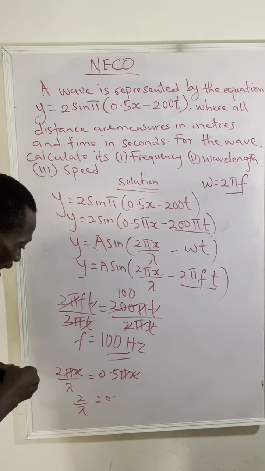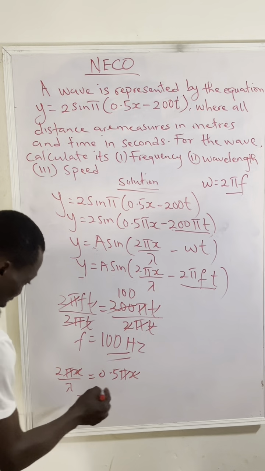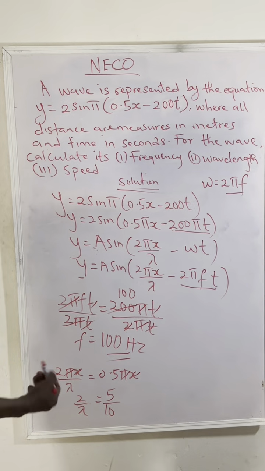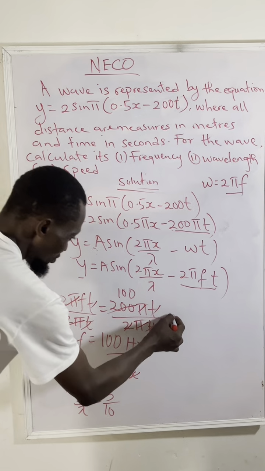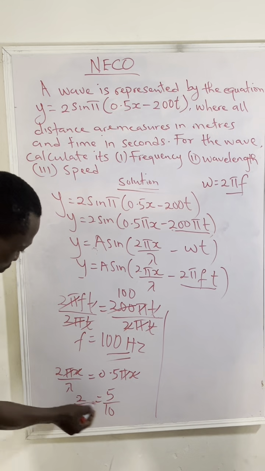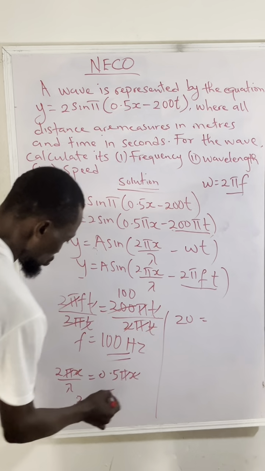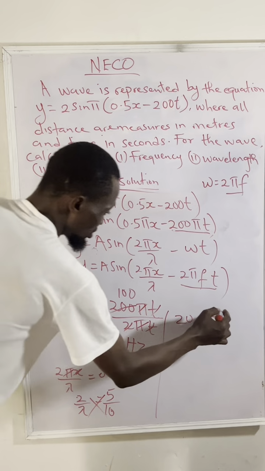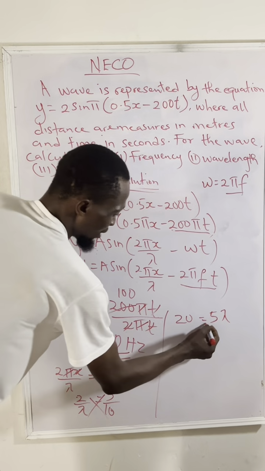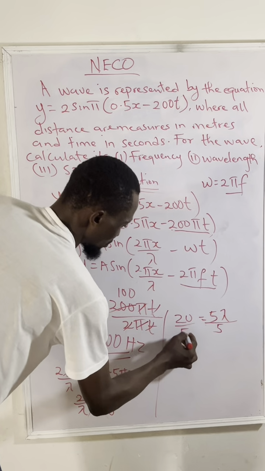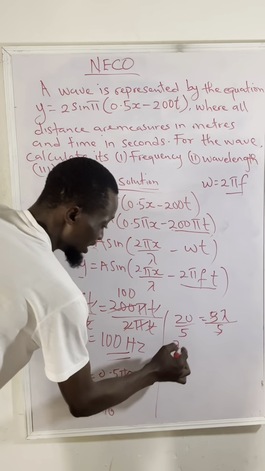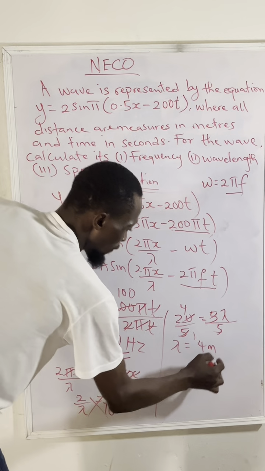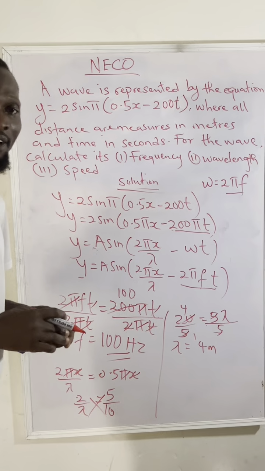Of course, this 0.5, I can change it to 5/10. So here, I can cross multiply: 2 times 10, that's 20, is equal to λ times 5, which is 5λ. I'll divide both sides by 5. My λ, which is the wavelength, is going to be 20 divided by 5, that is 4 meters. So my wavelength is 4 meters.